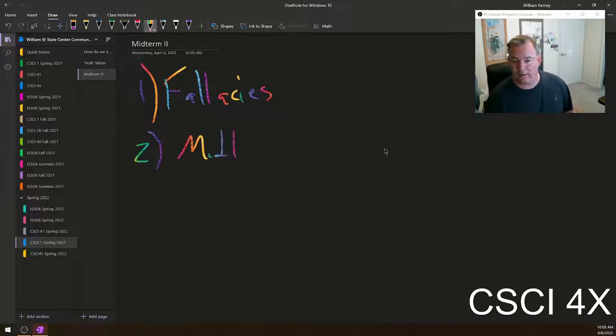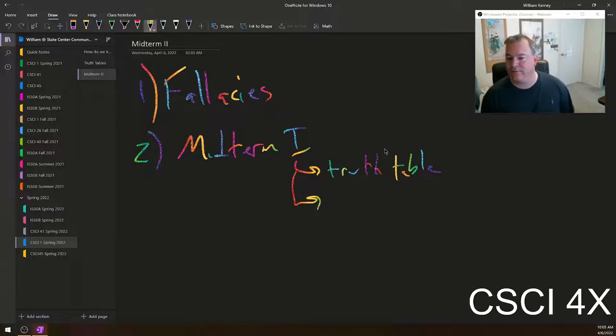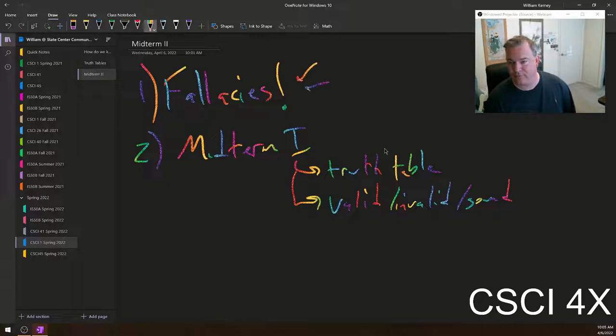Everything from midterm one is still fair game. We've got things like truth tables. There's always a truth table assignment on my midterms and finals. Then you have your valid, invalid, sound that everyone loves. All the stuff from midterm one will be on the midterm as well. Fallacies is the big one. Make sure you study that. Put some arrows pointing at that. That's what we're going to spend most of today on.